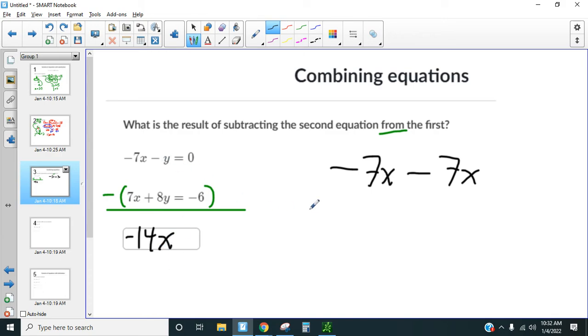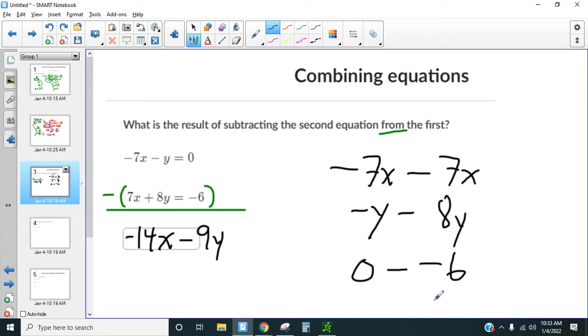Then the next part, it says negative y minus positive 8y. So what's negative y minus 8y? That's negative 9y. And if I subtract the numbers, 0 minus negative 6, that's your double negative. That turns into positive 6. That's the result of combining equations.